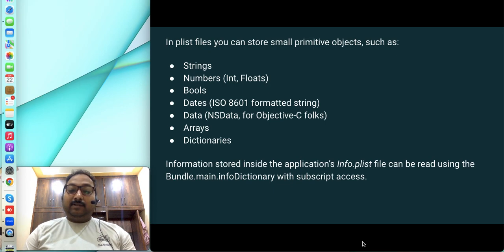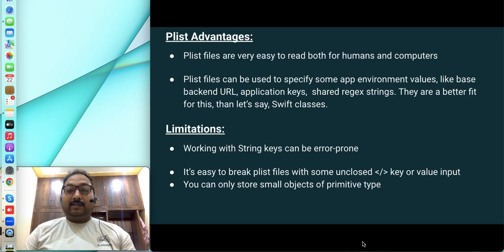Information stored inside the application info.plist file can be read using the Bundle.main.infoDictionary with subscript access. Plist advantages. Plist files are very easy to read both for humans and computers. Plist file can be used to specify some app environment values like base backend URL, application keys, shared regex string. They are a better fit for this than, let's say, Swift classes.